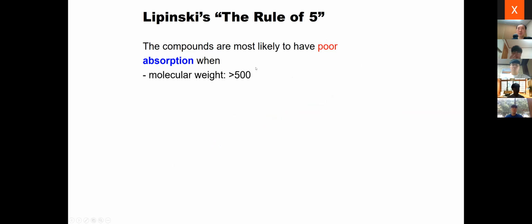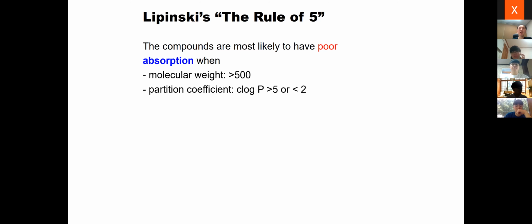So this is kind of a standard criteria of a small molecule. Usually we divide the drugs as small molecules and macromolecule or protein drugs. That critical criteria is molecular weight of 500. If it's 500 or less, the absorption is easier. If it's bigger than 500, absorption becomes poor. This is one rule we found.